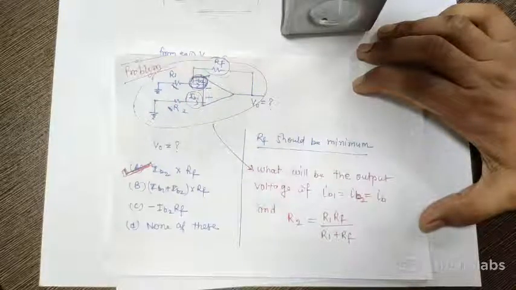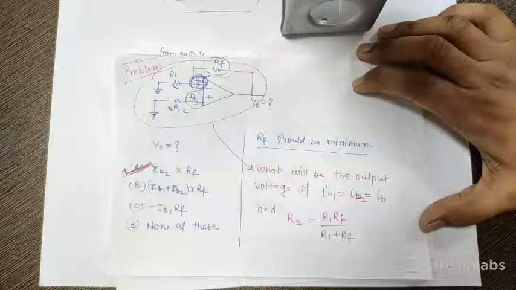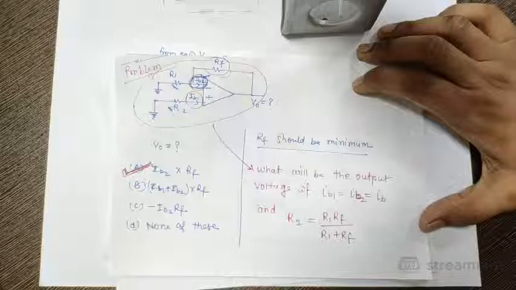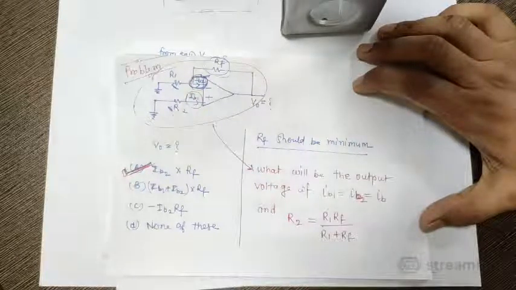The process will be the same. You have to take the virtual ground concept and then go by KCL at node 1 and node 2.